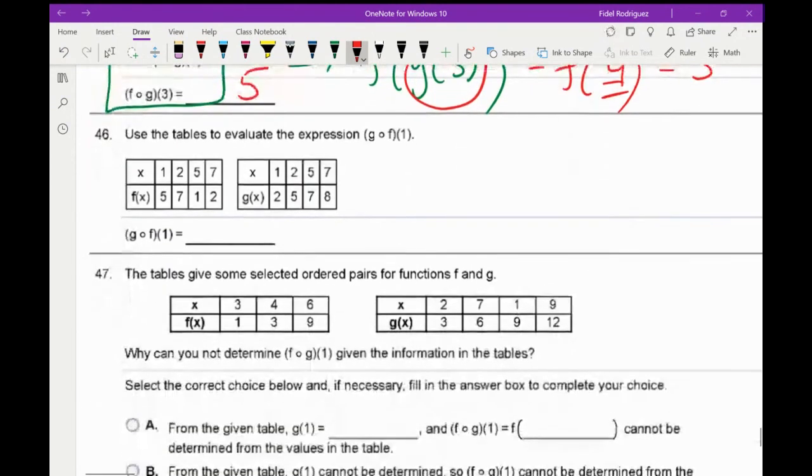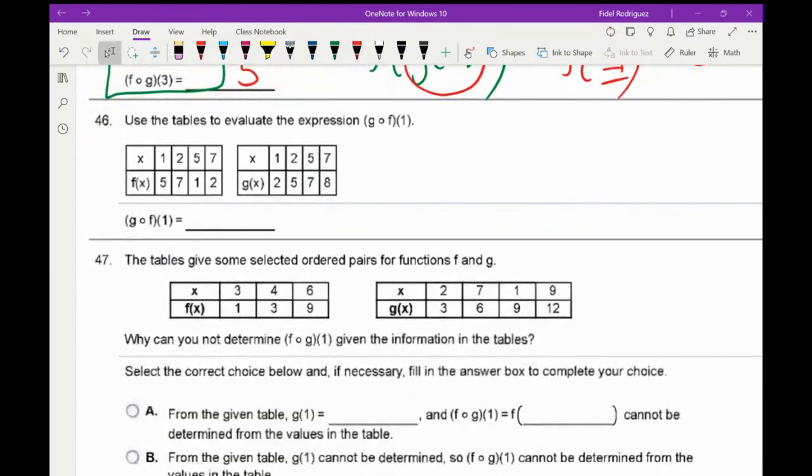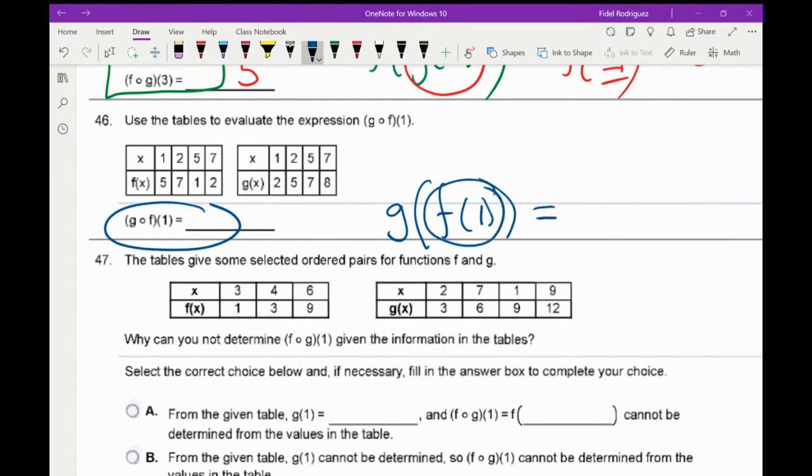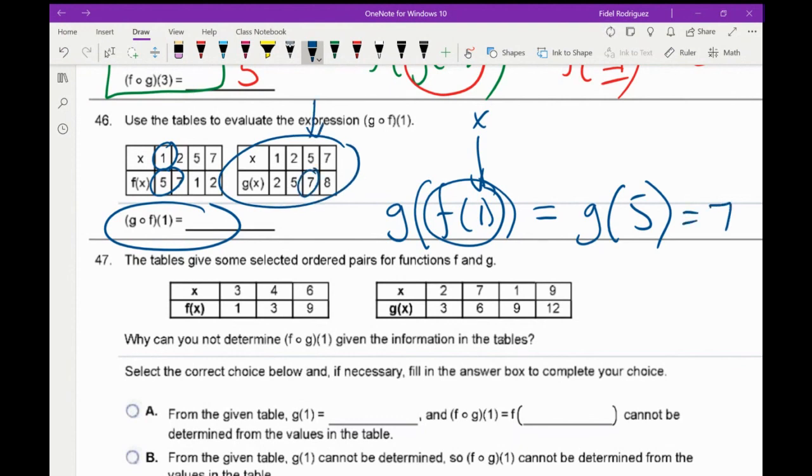And then I'll do 46 exactly the same way. So let's take a look at the way this is written. This is g of f of 1. So again, the first thing I'm looking at here is the f. Remember, that number there inside is the x. So when x is 1, the f value is 5. And then when I'm going to find g of 5, I'm going to say, look, let me come over here to the g one. When x is 5, the g value is 7. So that one there is going to be 7, right?